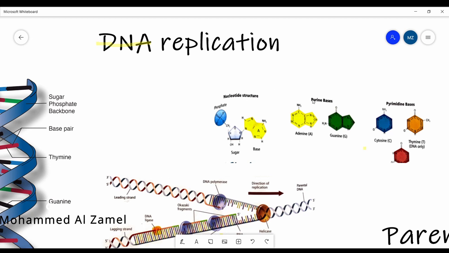We have two types of nitrogenous bases: the purine bases and the pyrimidine bases. For the purine bases, we have adenine and guanine. For the pyrimidine bases, we have cytosine and thymine. Thymine is only found in DNA. Now we can talk about replication.